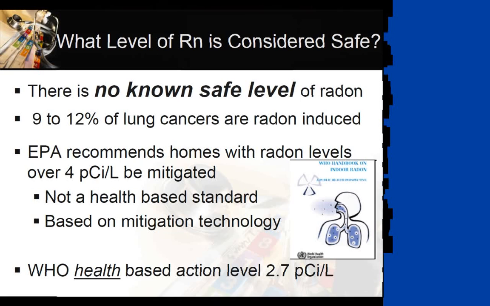Now, I really want to point out this differential. This was not a health-based standard, as my research has shown. This was based on mitigation technology. How low could they get the houses across the board? Could they repeat it? They could get it down to 4 picocuries per liter. However, the WHO, World Health Organization, has an action level based on health, and that action level is 2.7 picocuries per liter.